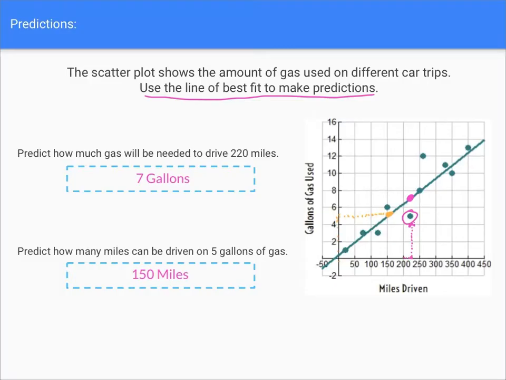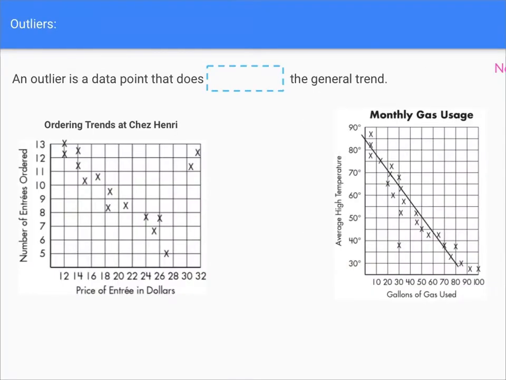Now let's take a look at outliers. So here we're talking about outliers on scatter plots. An outlier is a data point that does not follow the general trend. So it's things that are going to stick out from the trend that we see. So for example, when we're talking about our graph about Chez Henri, we can see that we have two data points here that are outliers. So even though they're really expensive, they're being ordered lots of times.